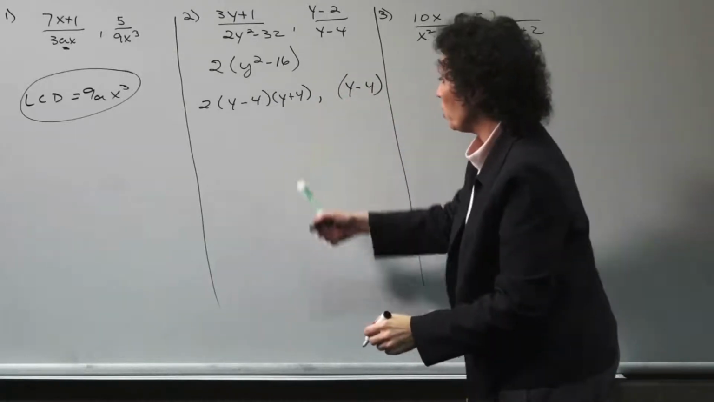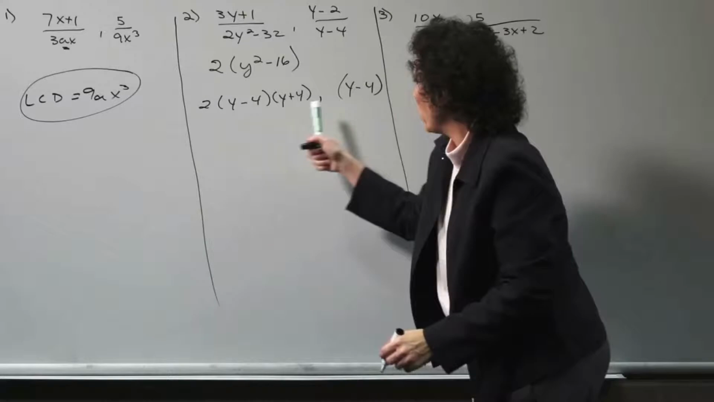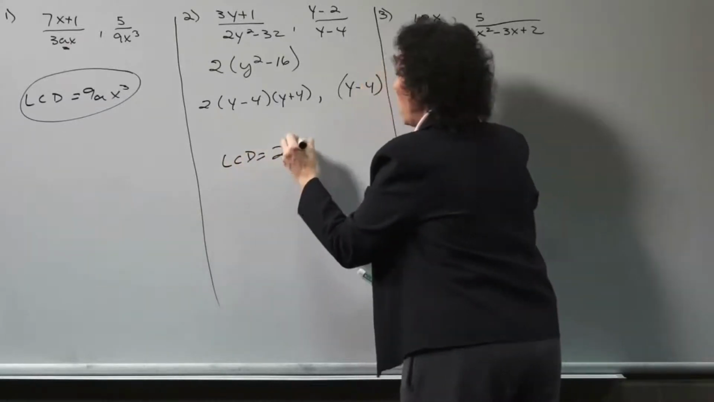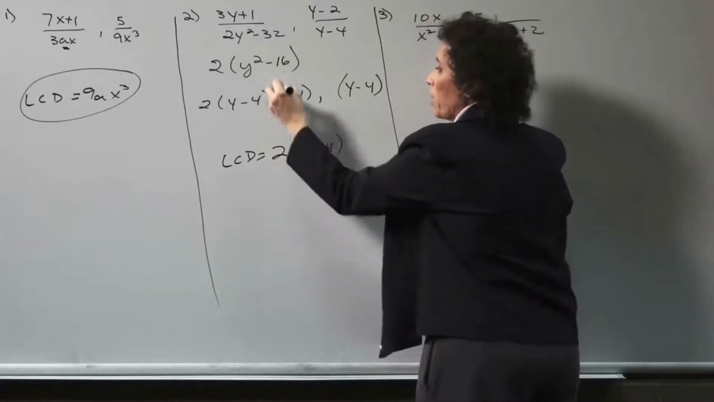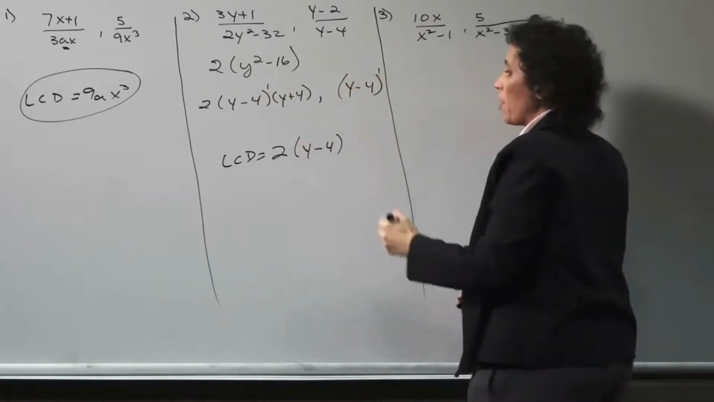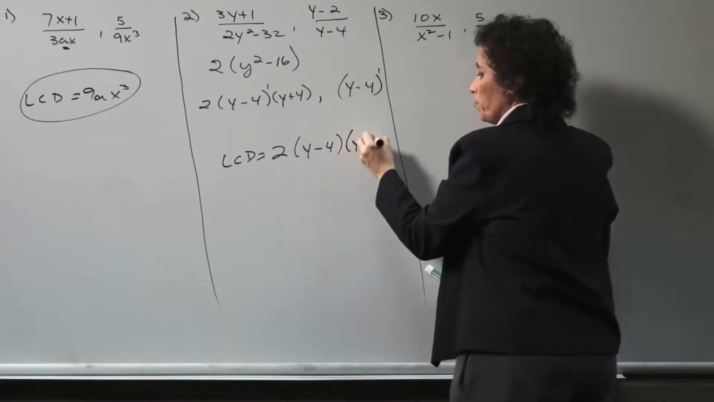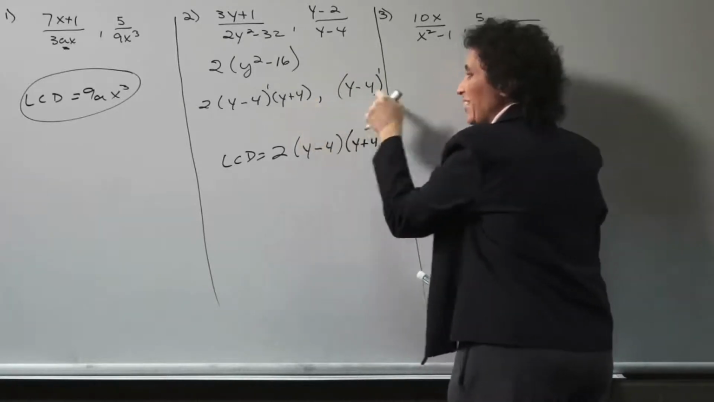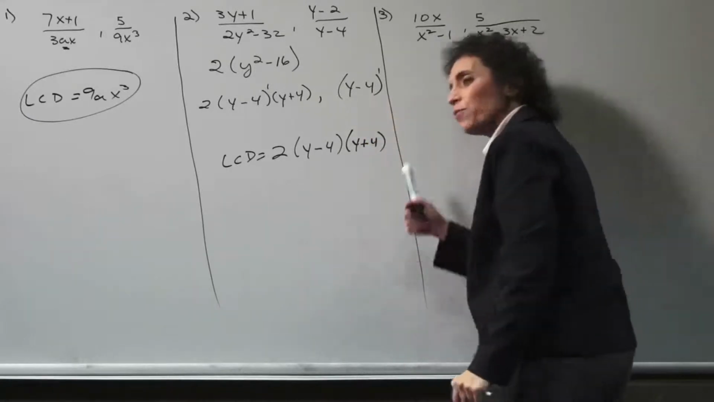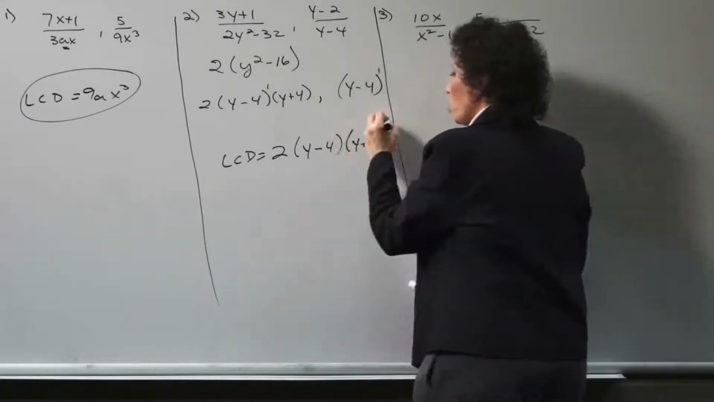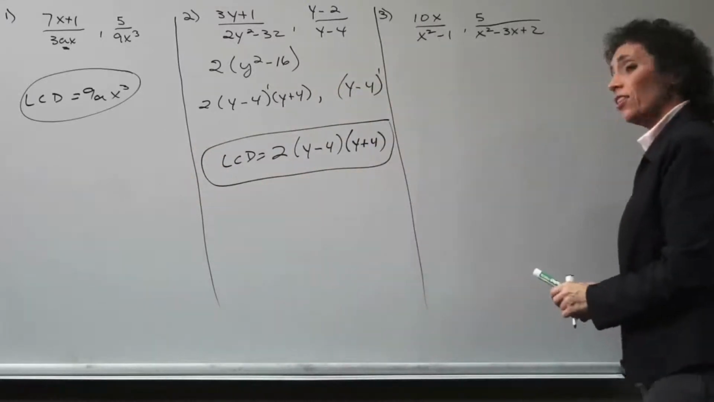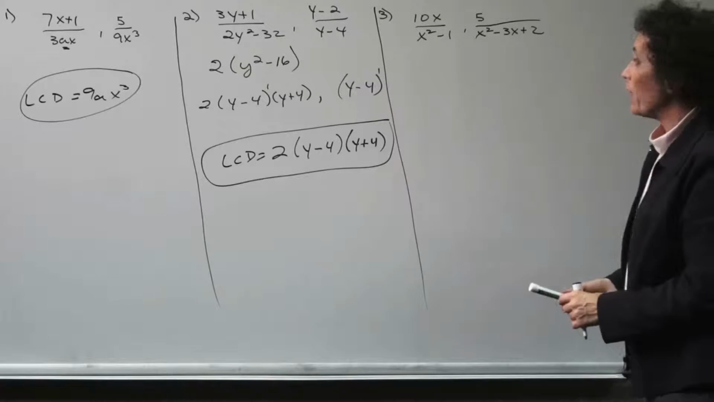So now I look at these. I have the number 2 out here. I have no number out here. So my LCD is 2. I need a y minus 4, but I see it once. I see it once, so I need it once. Don't add them together. I need a y plus 4. I see it once. I see it no times here. So I need it once. I need every factor I see. So this is my LCD. Okay? This one, I have to factor my life away.